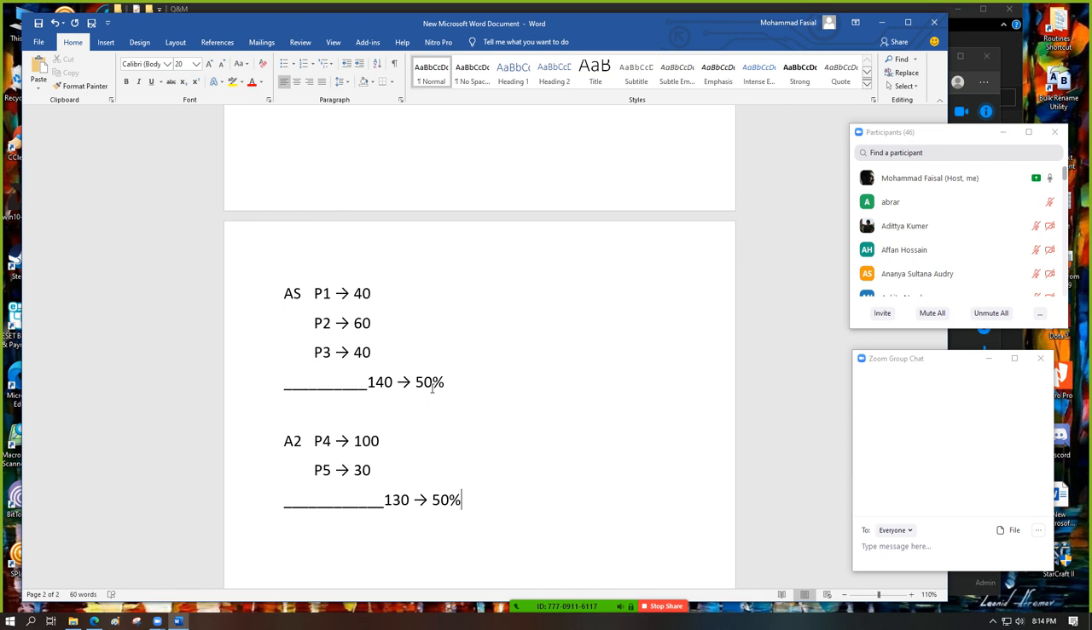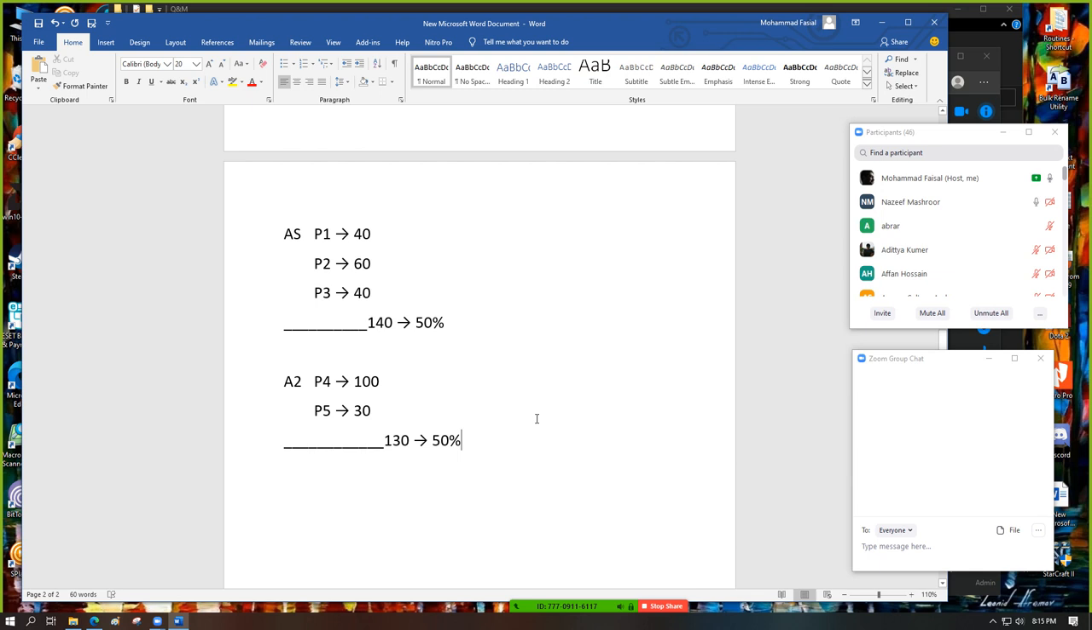Because A2 has a smaller mark, but contributes towards an equal percentage, that's why some people would say, and I also agree, that A2 results affect your total A-levels result more compared to AS results. Here 140 gets converted into 50%, and here 130 gets converted into 50%. If we make a total, how much total marks do we have? We have a total marks of 270.